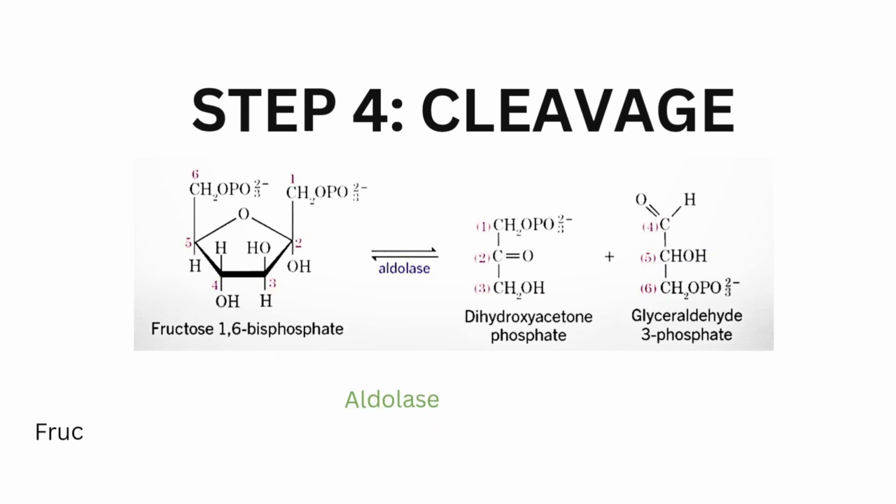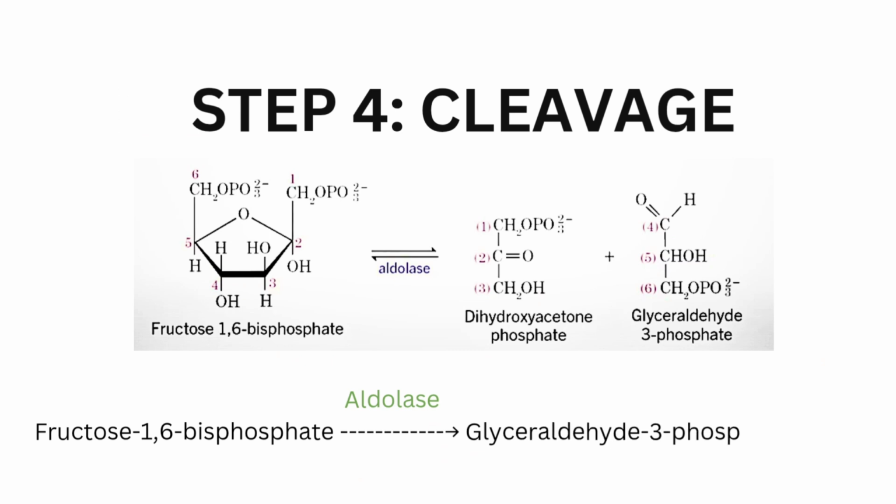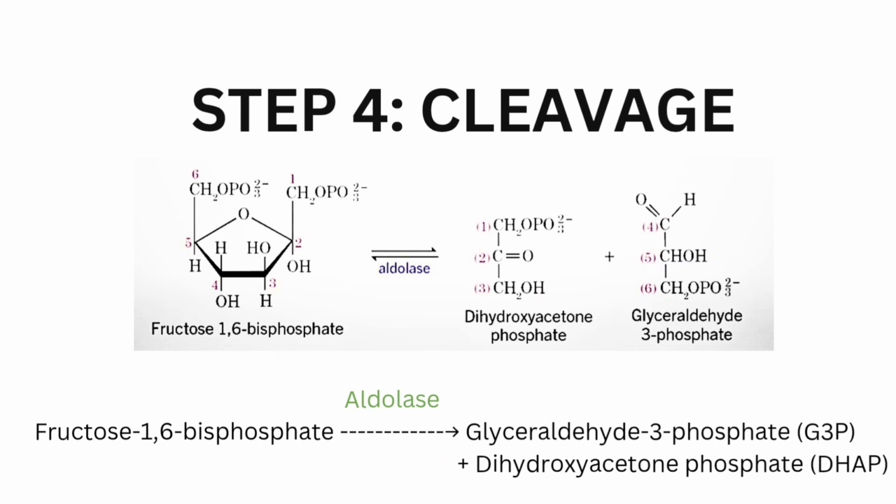two 3 carbon units. Now we enter the splitting phase of glycolysis, which begins with reaction 4. In this step, the 6 carbon compound fructose 1,6-bisphosphate is split into two 3 carbon molecules. This reaction is catalyzed by the enzyme aldolase. The two products that are formed are dihydroxyacetone phosphate, also called DHAP, and glyceraldehyde 3-phosphate, which is G3P.